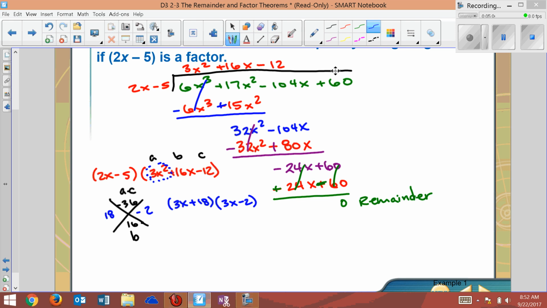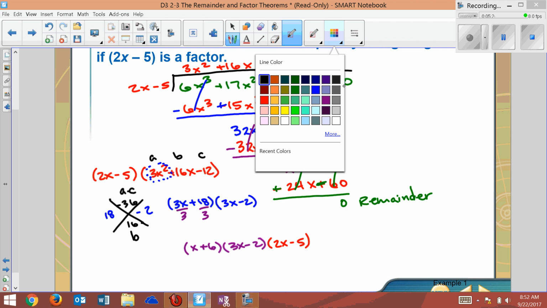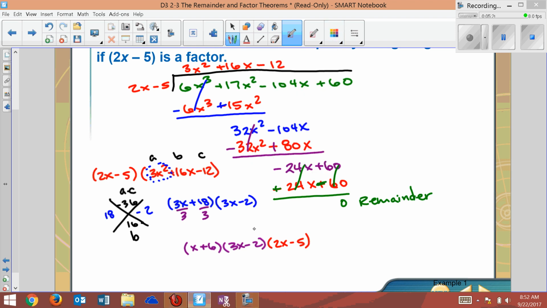This has something in common that I can reduce. 3 goes into both of these, which means I'm left with x plus 6 and 3x minus 2. These are the factors of that, and let's not forget that 2x minus 5, so I'll put that on there, 2x minus 5, and these would be my factors. So all that work, and we have factored our equation using long division. That's long division for you right there.